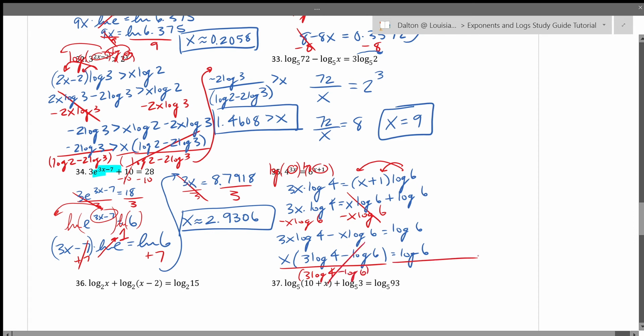And again, you've got to be so careful in your calculator. You do log of 6 divided by, open a set of parentheses to do 3 times the log of 4 minus the log of 6. And then x is isolated once you do that, so that's your final calculation. And you should get that x is approximately 0.7569.